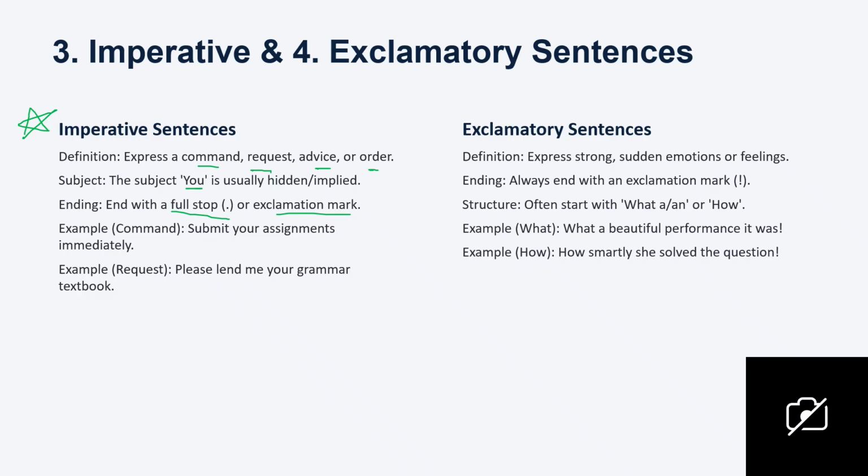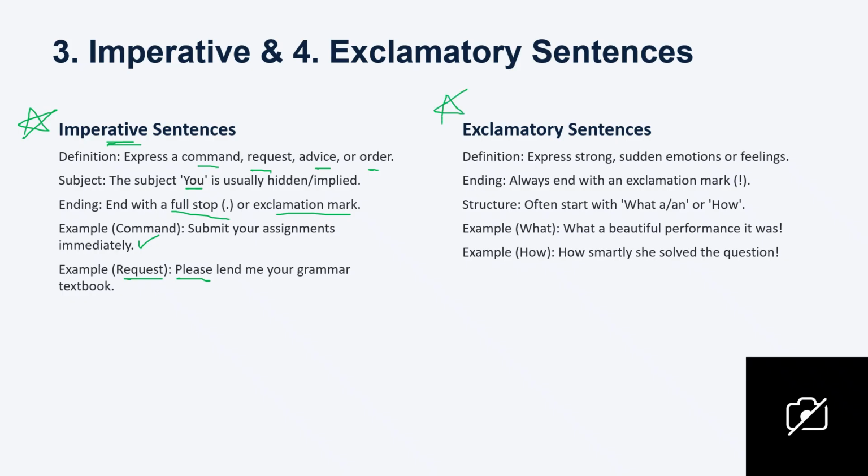Submit your assignment immediately. So you have to submit your assignment immediately. That's a command. See, it has a full stop at the end. So this type of sentence, wherein you feel that someone is giving a command or a request or an order, is an imperative sentence. Then let's look at the next example. Please lend me your grammar textbook. So you have to lend the grammar textbook, but the word please makes us understand that it is a request, and there is a full stop at the end as well. So this type of sentence is called an imperative sentence.